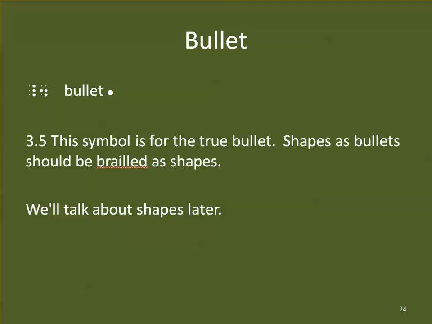If there are any other shapes that are used for bullets, then we braille them as the shapes they actually are. So again, in UEB, it's all about the shapes, no matter what level they're at. In the old code, EBAE, it was about the level, didn't matter what symbol it was. So once again, UEB is staying truer to print than we ever have before. We'll talk about shapes later. For now, this is the bullet, and we will use it only for the actual bullet symbol that's used in print.